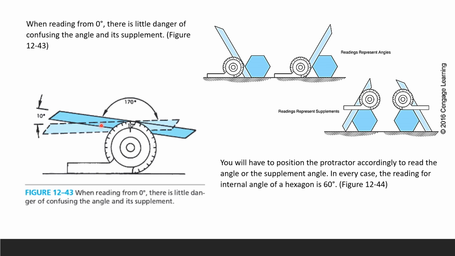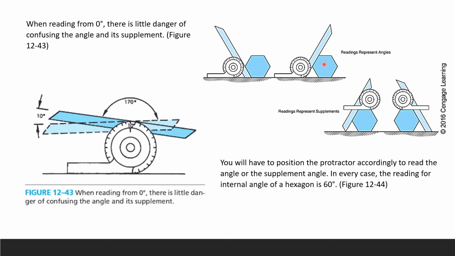You have your angle, and then you have your supplement. And you have to position the protractor accordingly to read the angle or the supplement angle. So here we're just trying to get the angle for this hexagon shape, 1, 2, 3, 4, 5, 6.